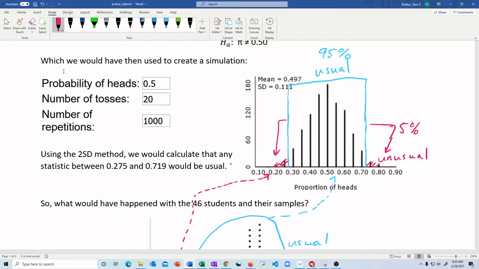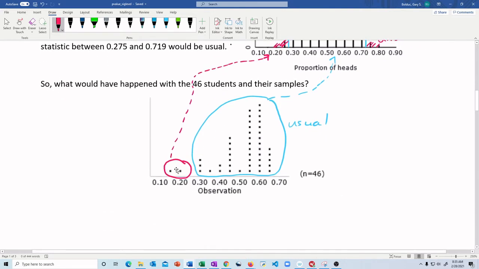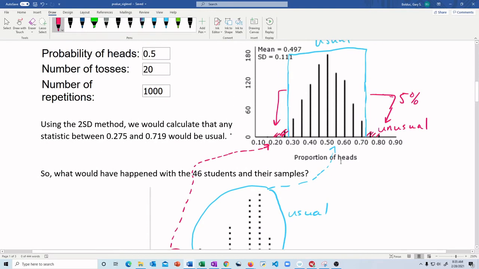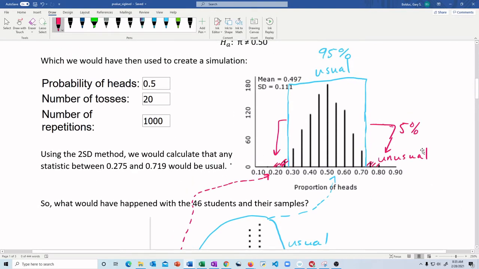We expect that. I could have guessed, without having seen any of this, that between 2 and 3 students would have gotten unusual by just quickly doing a calculation of 5%. I expect 5% of the 46 students to get something unusual. We should expect this. That is the point of this 5% rule, 95%. That's our setup. We are expecting 5% of students to be having unusual results here.